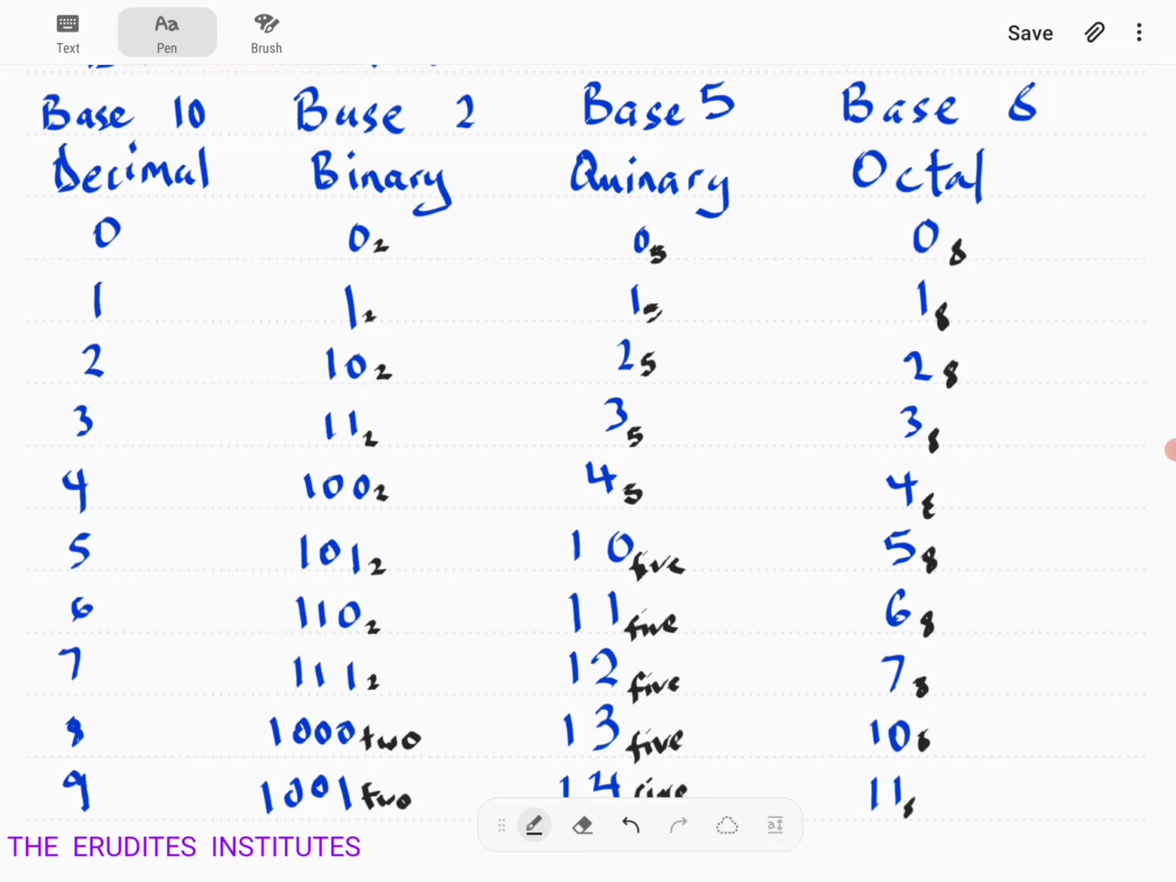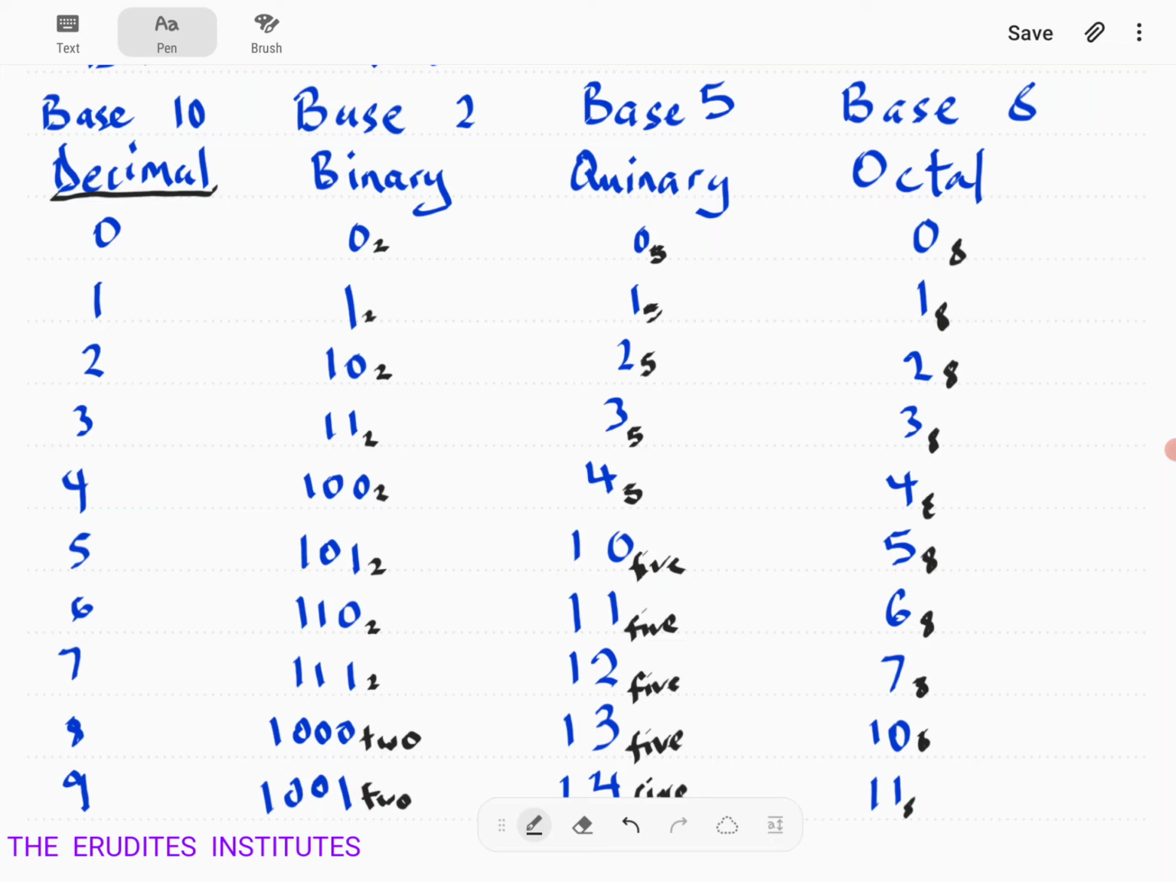So this is how numbers are represented. But now, how was the decimal base changed to binary, quinary, or octal base? That is what we are going to learn in the next chapter.